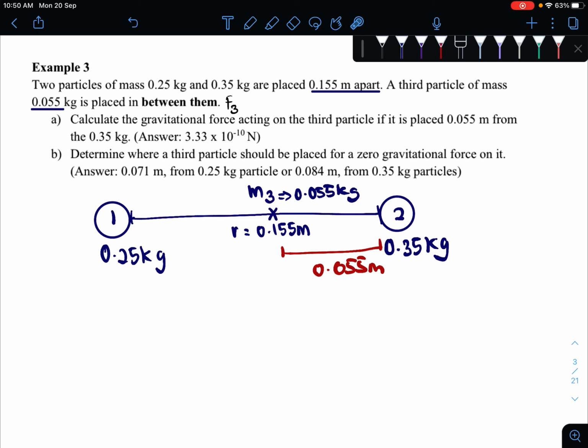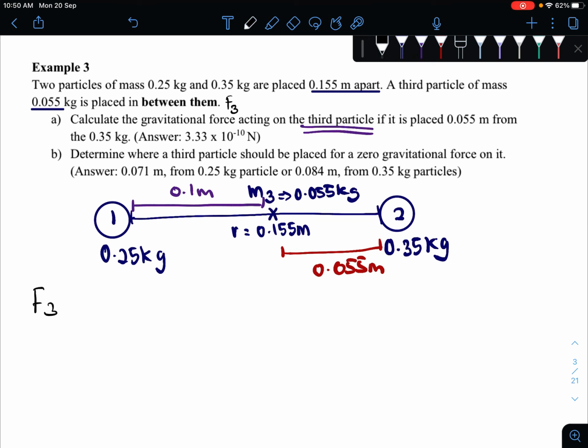Okay. So, kalau the whole distance iaitu jarak antara 1 dengan 2 adalah 0.155 and the distance between 3 and 2 adalah 0.055, maka jarak daripada 1 to 3 ini you can do your math lah. Basically, boleh ambil 0.155 tolak dengan 0.055, you'll get 0.1 meter. So, jarak dari sini ke sini adalah 0.1 meter. Okay, settle. Soalan suruh cari gravitational force acting on the third particle, iaitu objek ketiga kita.